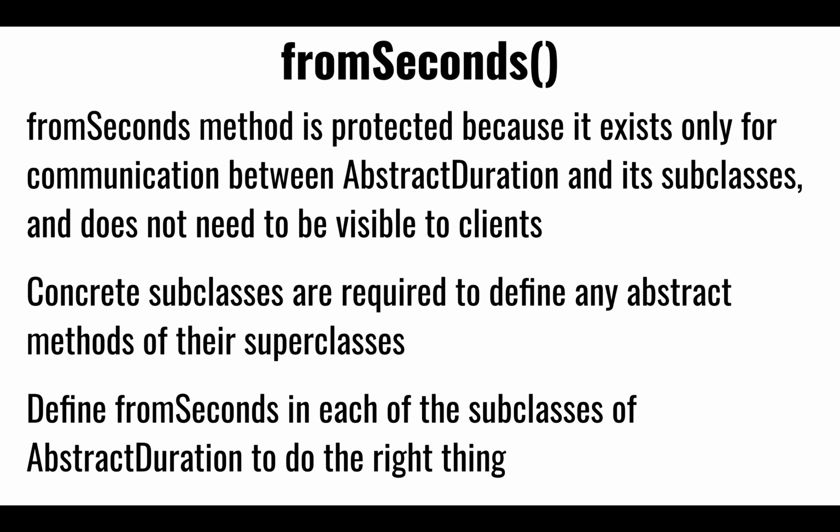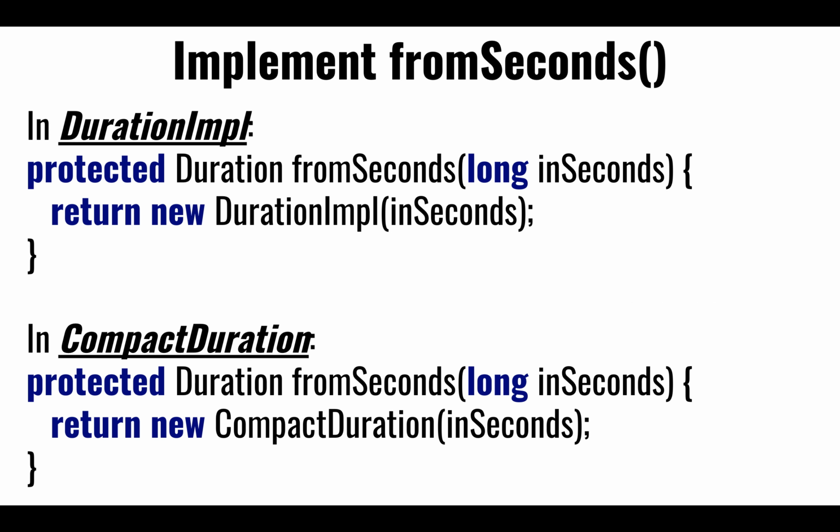And then each one of the concrete classes will decide what they should do. They'll provide the implementation. So we'll delegate it to the children to decide. So here it is in DurationImpl. It does the right thing. When you pass it the seconds, it returns the correct type, and then obviously it's cast up to the Duration. Now you know that you'll get the right instance.